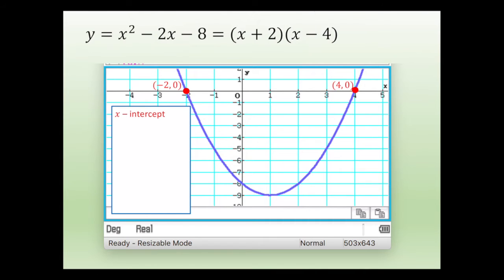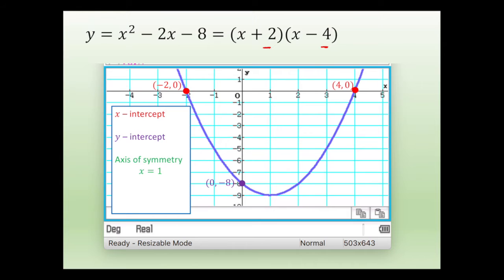That's the x-intercept. Then, what about the y-intercept? Y-intercept, you can read it from the general form, which is minus 8. So it's 0, minus 8. Or if you have the root form, you just multiply the two constants.